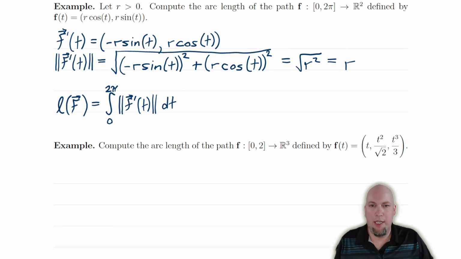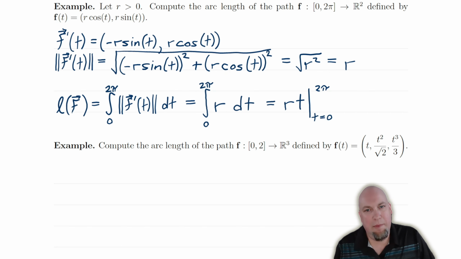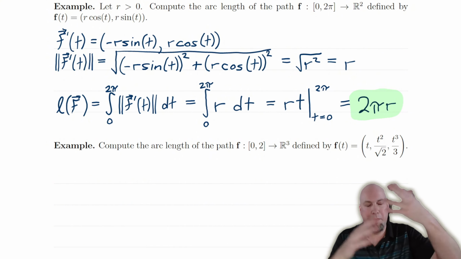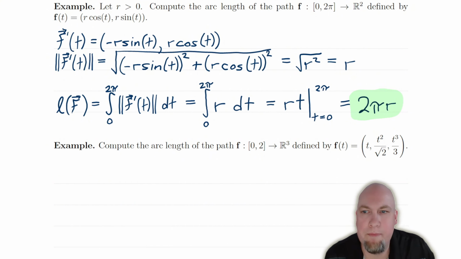Okay, so I integrate r from 0 to 2 pi, and when I do that, the integral of r with respect to t is just r times t. Then I plug in 2 pi, I plug in 0, I subtract, and I get 2 pi r, exactly like I expected. I get the perimeter, or circumference, of the circle of radius r.